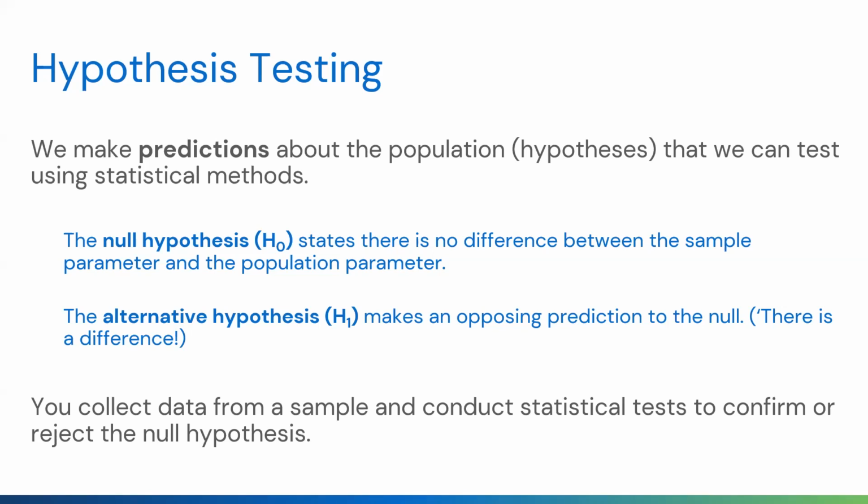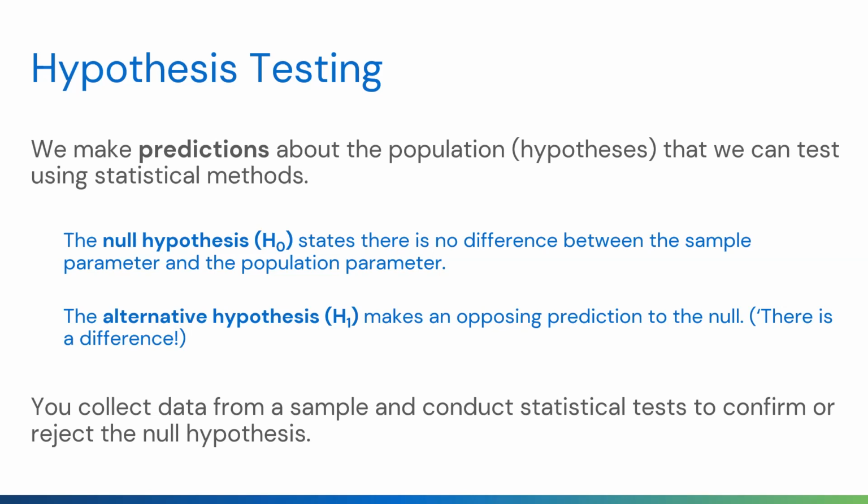The alternative hypothesis makes an opposing prediction to the null. It says, no, it's not going to be that there's no difference. It's going to be an actual difference, and I'm going to make a prediction about what that difference actually is. So they quantify what that difference might be.